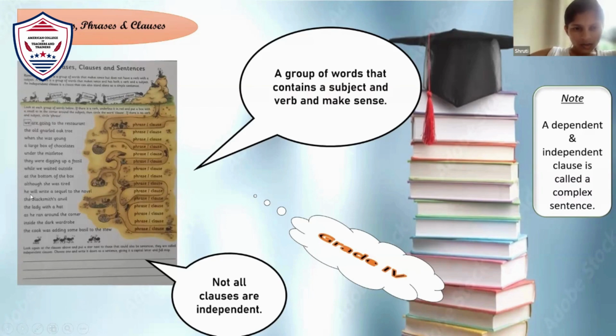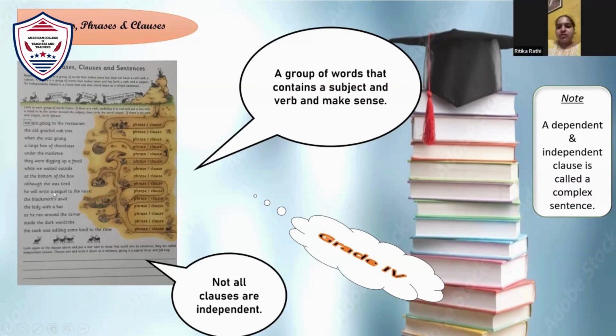Okay, he will write a sequel to the novel. It is a phrase. You're right. It's a clause. You just need to identify phrase or clause. So a clause will have a group of words with subject and verb, and will make sense.